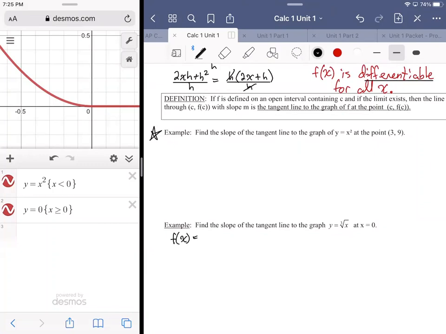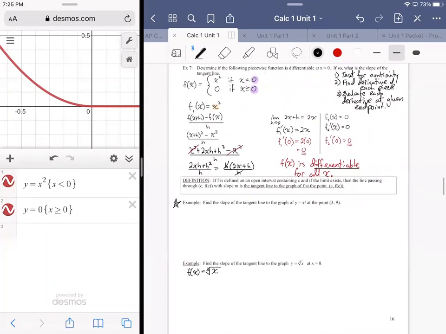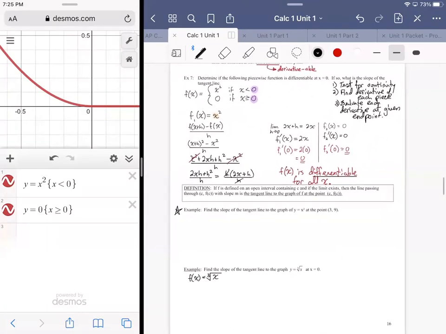I'm sorry, Professor. Yo, what's up? Can you say what number one says to test for? It says test for something. I can't read the word. Test for continuity. Okay, all right, thank you.